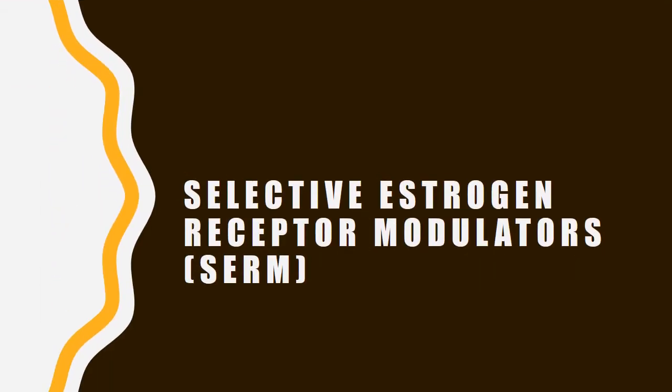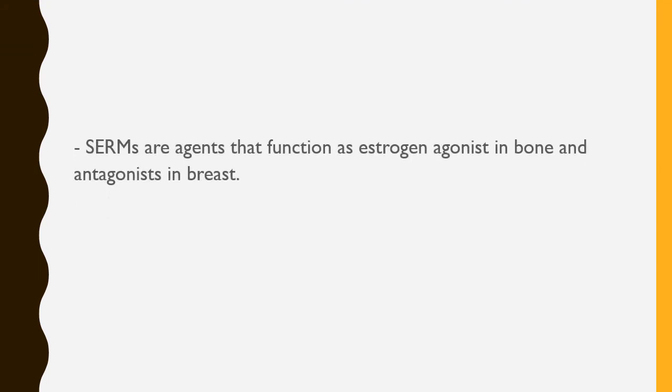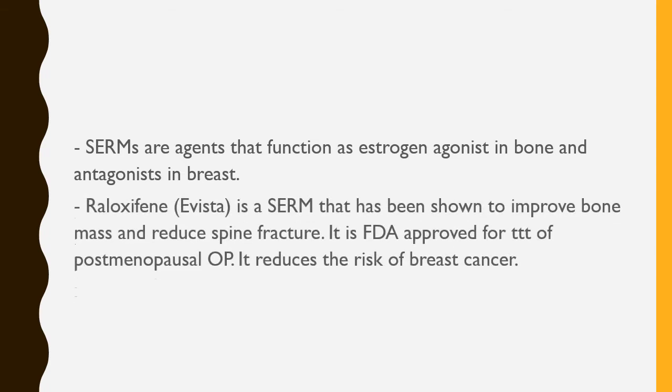We have the selective estrogen receptor modulator, SERM. SERMs are agents that function as estrogen agonists in the bone and antagonists in the breast. So it abolishes the chance for breast cancer. Raloxifene, Evista, the brand trade name, is a SERM that has been shown to improve bone mass and reduce spine fracture. It is FDA approved for treatment of postmenopausal osteoporosis, and it reduces the risk of breast cancer.